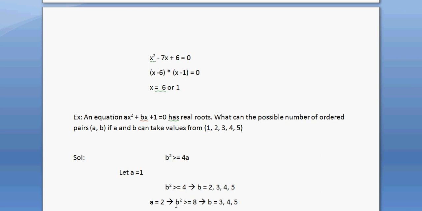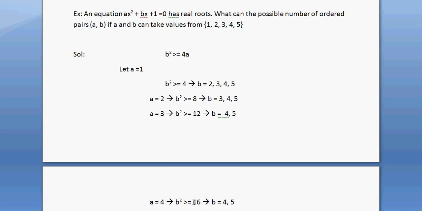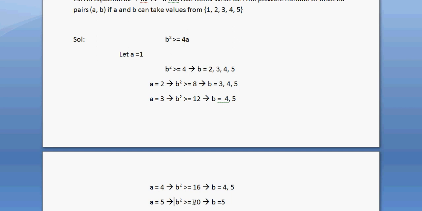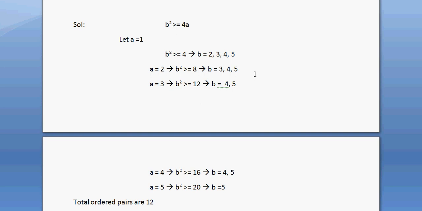Now if a is equal to 2, b square should be greater than or equal to 8, which means that b can take 3, 4, 5. Similarly, if a is equal to 3, b square should be at least 12, which means b can be 4 and 5. If a is equal to 4, b square should be at least 16, which means b can be 4 and 5. If a is equal to 5, b square should be at least 20, which means b can only take 5. So how many values? 1, 2, 3, 4, 5, 6, 7, 8, 9, 10, 11, 12. So 12 values of b are possible for different values of a. Hence there would be 12 ordered pairs.